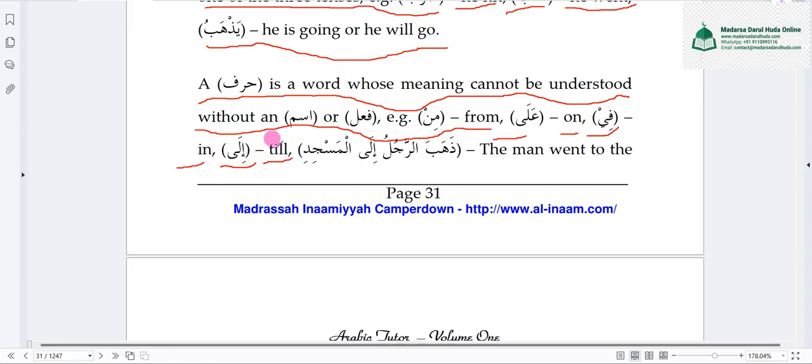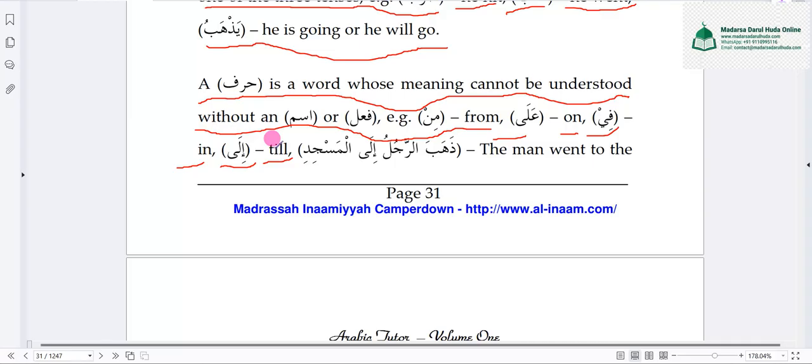Harf is a word which does not convey or deliver its exact meaning without getting help from any ism or fail. It means harf does not provide us its independent meaning. Its meaning can only be understood when we are adding harf with either ism or fail.